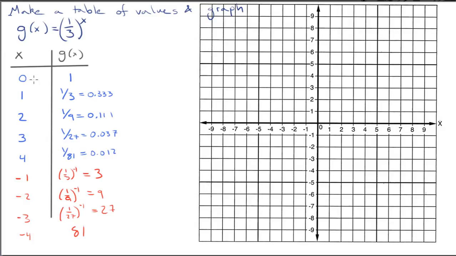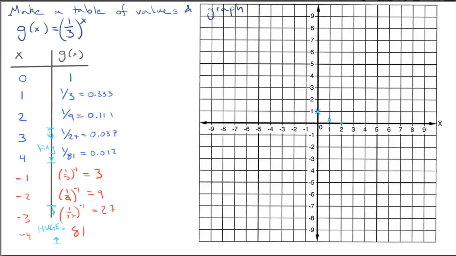Those are some awfully big values right here. And these are some awfully small values in here. These are tiny, whereas these are huge. Well, we can take the other ones and graph them out. When x is 0, g of x is 1. When x is 1, we're at 1/3. That's about right here, isn't it? And then 1/9 is 1/3 of that, so that's about right here. 1/27 is basically nothing.